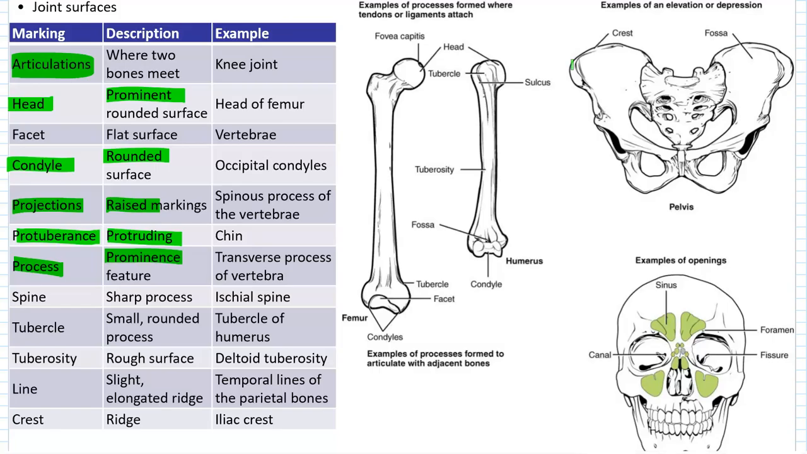So take a look at this. For example, tubercle. You see there's a tubercle here on the head of the femur. Okay? Or crest. There's an iliac crest, which is the superiormost part of the hip bone. What do you need to know? Definitions of articulation and head. But then, what forms a projection on the bone surface? Any idea?